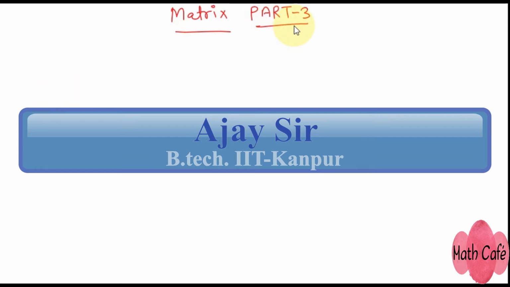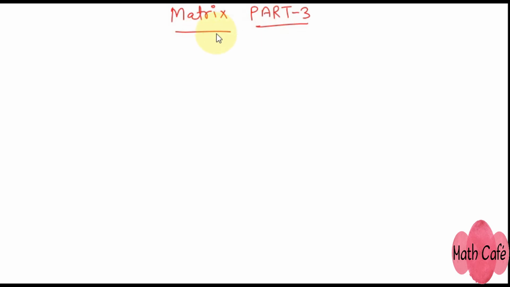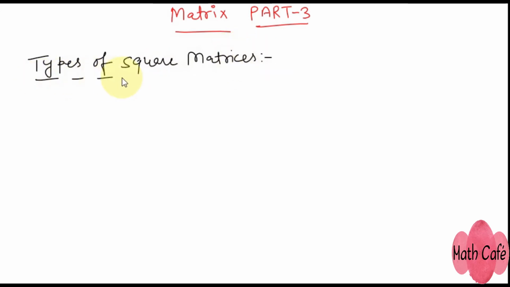So this one is the part third of our topic which is matrix. So this video is all about types of square matrices. So we will be seeing some definitions based on types of square matrices, in which first definition is diagonal matrix.